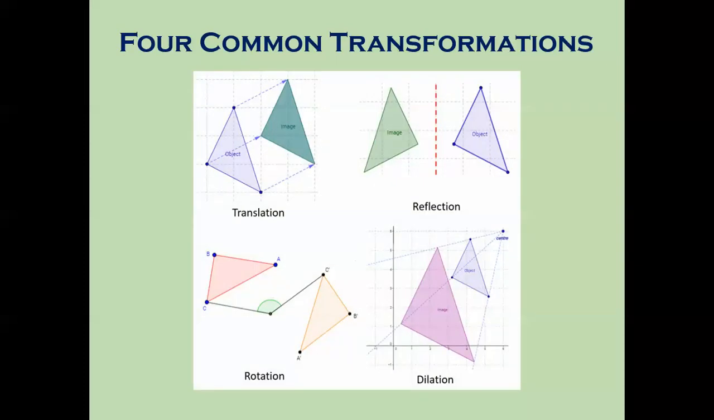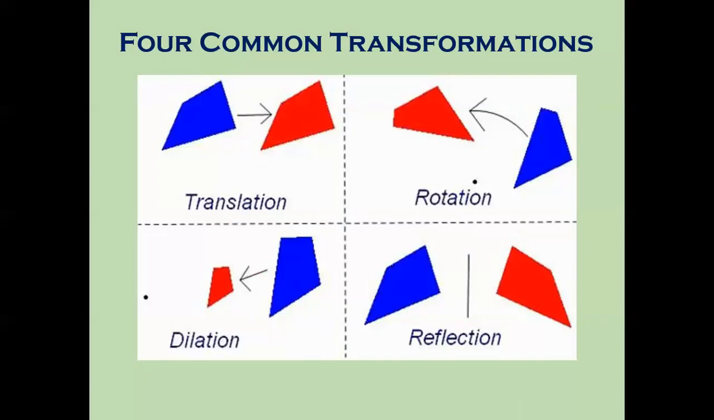There are 4 common transformations that we're going to learn about, and here is an image, a picture, that shows those 4 transformations. One is called a translation, one is called reflection, one is a rotation, and one is a dilation. Here's another picture that shows them in a different way. We're going to be learning about all 4, but today's lesson is going to focus on reflections.